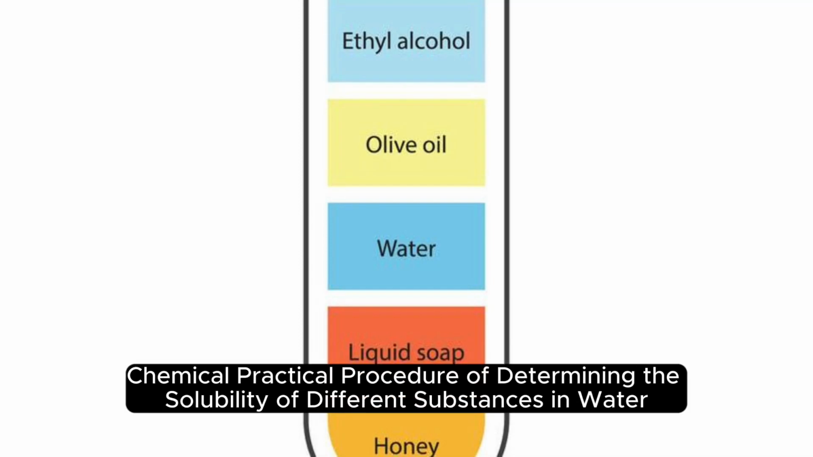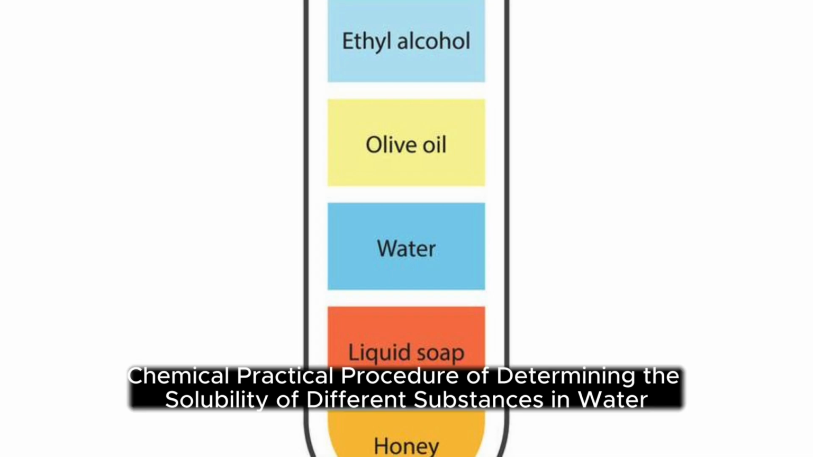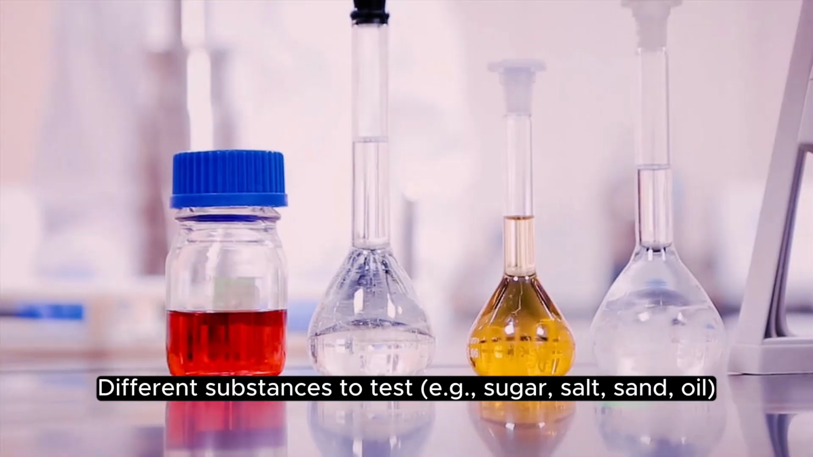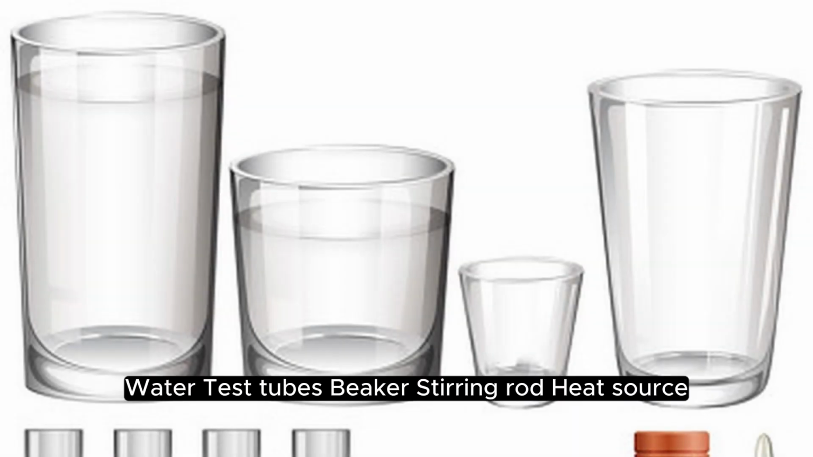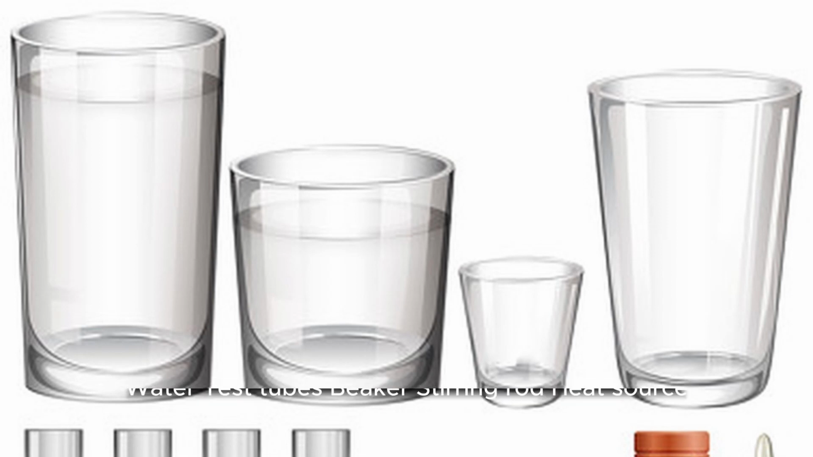Chemical practical procedure of determining the solubility of different substances in water. Materials: different substances to test, for example, sugar, salt, sand, oil, water, test tubes, beaker, stirring rod, heat source.